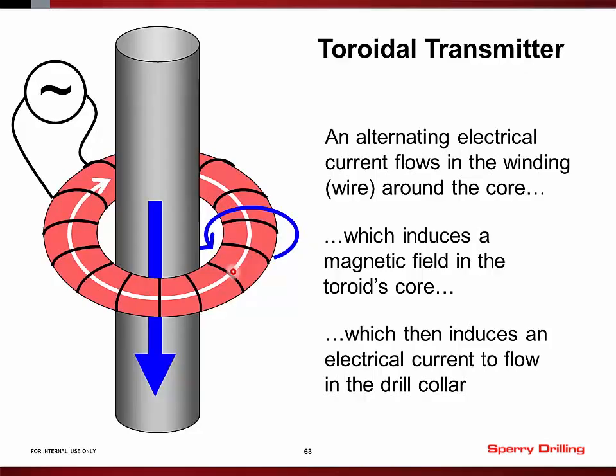Now the picture shows just a single direction. You have to remember this is actually alternating, so it's an alternating current in the windings, an alternating field in the core, and an alternating current flowing in the collar. But for most applications you can just think of it as being DC, direct current, which makes things easier to visualize. And the key point here is that we're generating a current in the collar without actually having any kind of direct electrical connection to the collar. It's all done by induction in the same way, as I said, that an electrical transformer works.